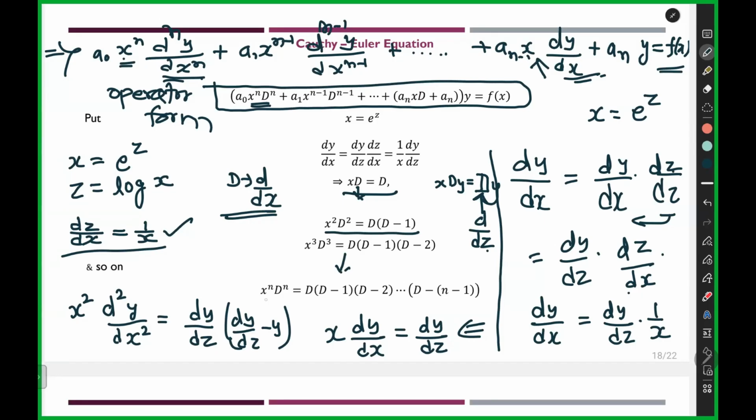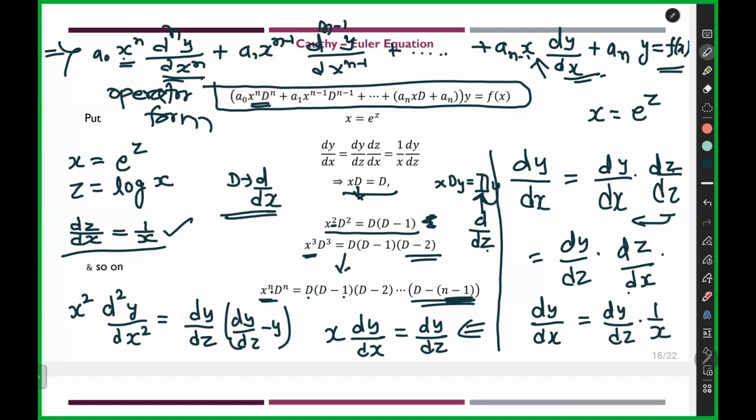Similarly, for power n, you have to go D(D minus 1) up to one power less. Here for x squared, you consider up to D minus 1. When you have x cube, you have to consider D(D minus 1)(D minus 2). So for x to the power n d^n, you go D(D minus 1) up to D minus (n minus 1).